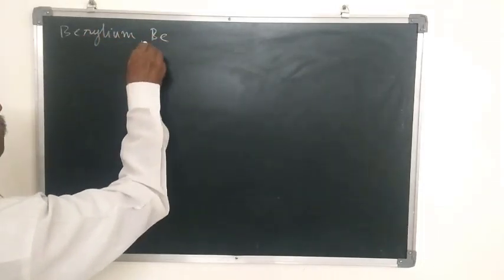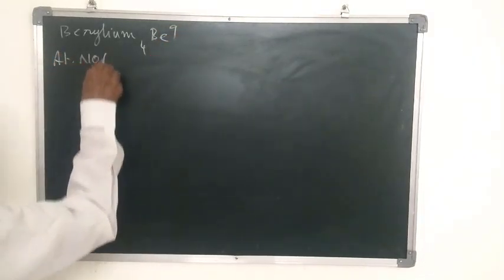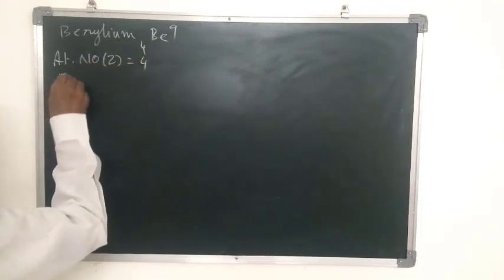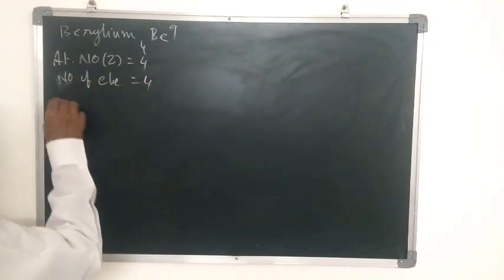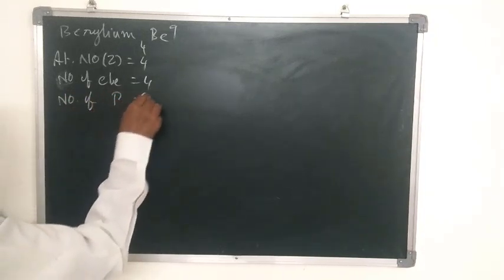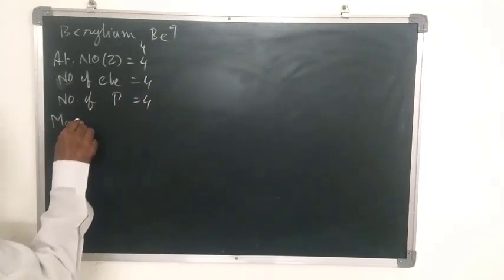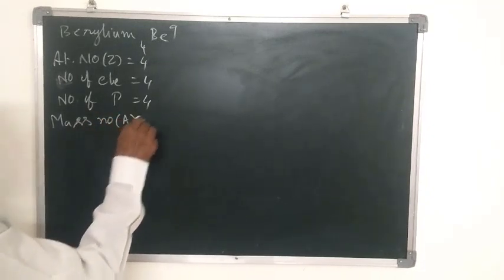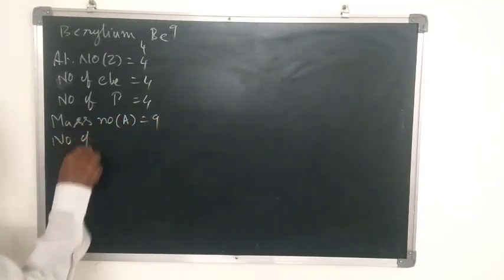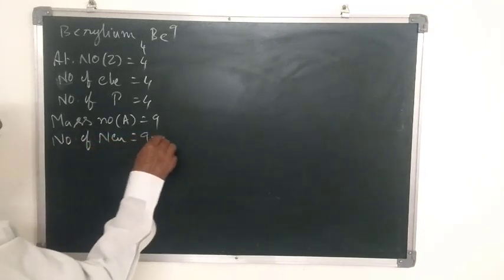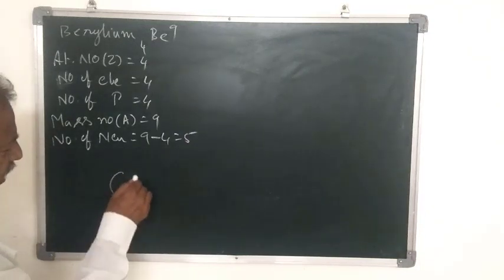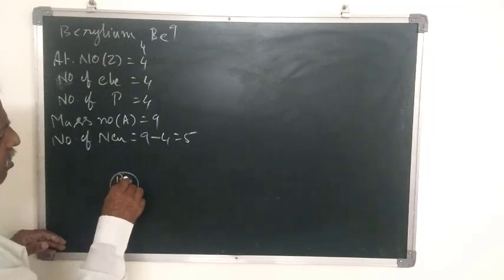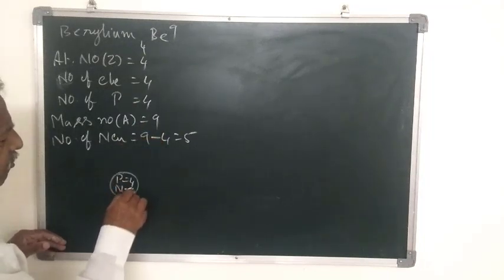Beryllium, Be-9-4. So atomic number Z equals 4, number of electrons is 4, number of protons equals 4. Now mass number A is 9, number of neutrons equals 9 minus 4, equals 5. Now the electron picture for beryllium: number of protons 4, number of neutrons 5.